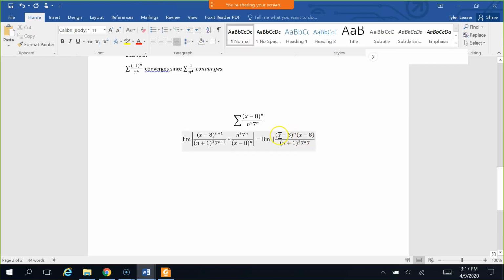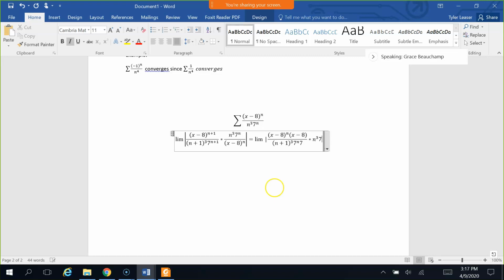Alright, so this is just this first fraction simplified down a little bit. x minus 8 to the n plus 1 is x minus 8 to the n times x minus 8. n plus 1 cubed, there's not really anything that we can do there, except for multiplying it all out, which I do not feel like doing. But the 7 to the n plus 1, we can split up to be 7 to the n times 7. My other fraction here, I'm just going to leave as is. I'm not going to mess around with that, because a lot of this stuff should cancel out.